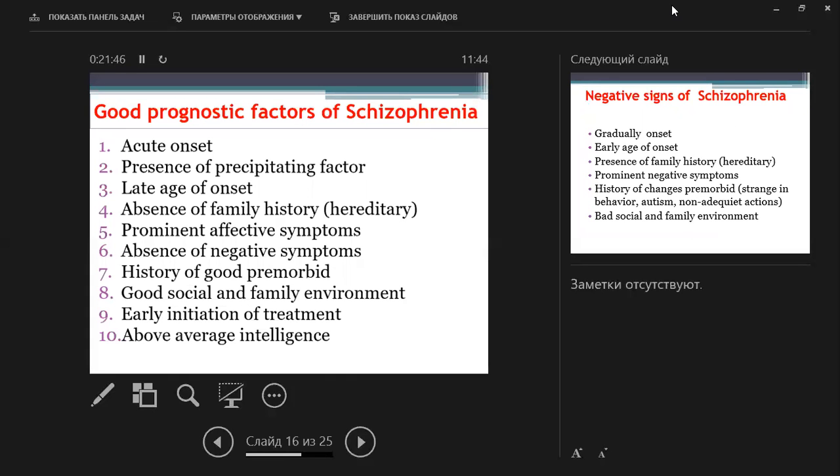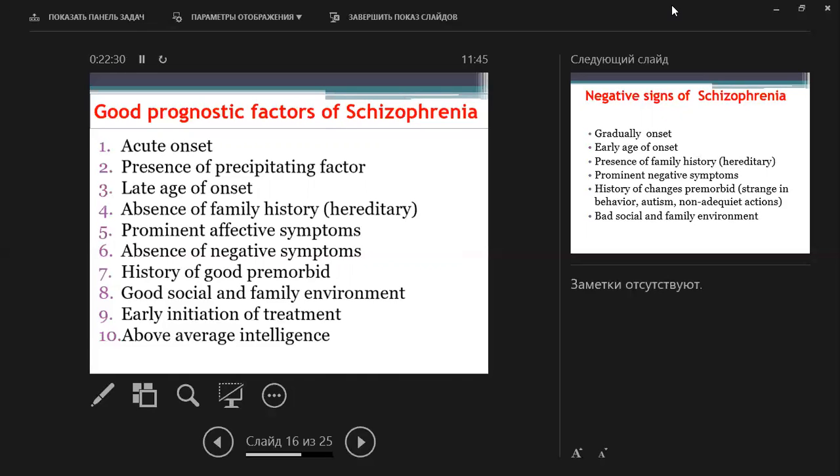Good prognostic factors. Good prognostic factors are if schizophrenia has acute onset, presence of precipitating factors, late age of onset, for example 25, 30 years, absence of family history, that is, heredity is clean, prominent affective symptoms, affective depression or manic, for example, absence of negative symptoms, that is, the person keeps the interest, maybe keeps the education, again goes to the institute, goes to the job, for example.